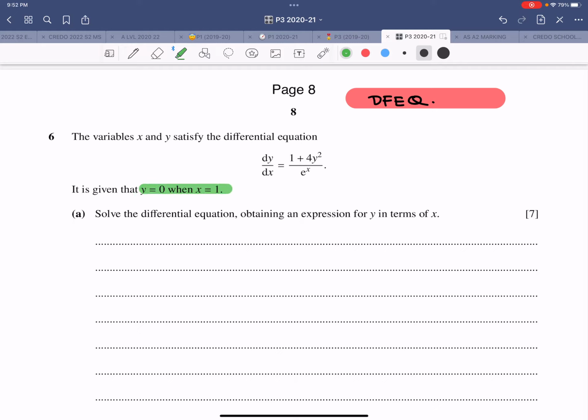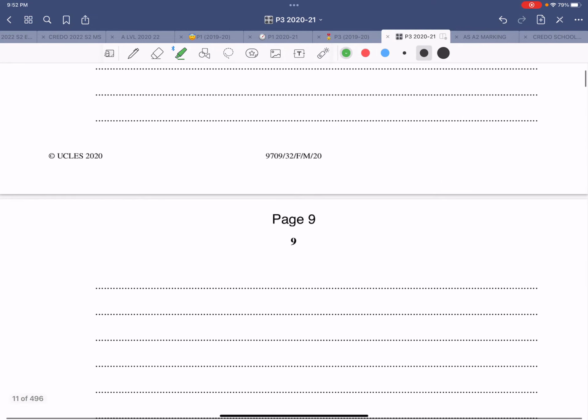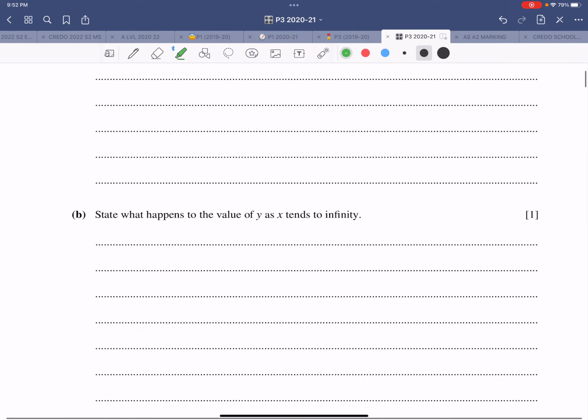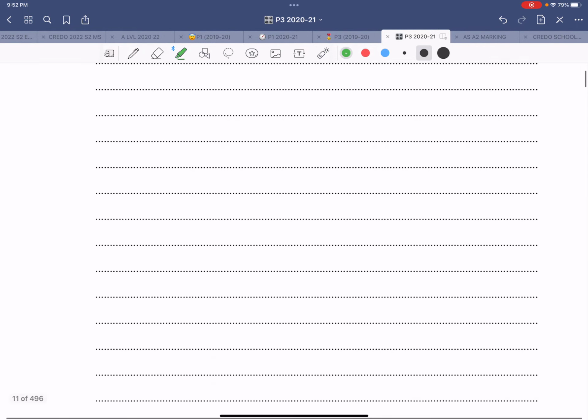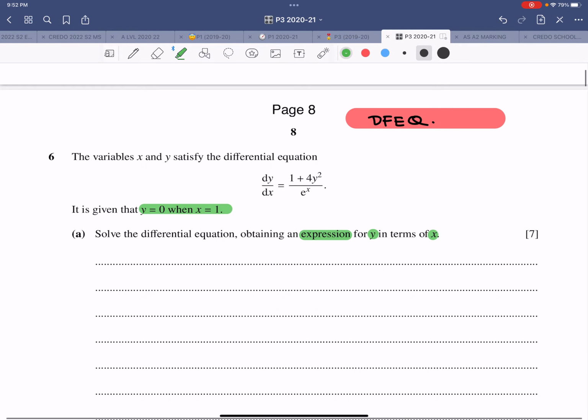Solve the differential equation obtaining an expression for y in terms of x, 7 marks. And then it says state what happens to the value of y as x tends to infinity, that is very, very large. Now that must be for 1 mark. So total 8 mark question. It's not a word problem. This is a question in which we would be working it out.